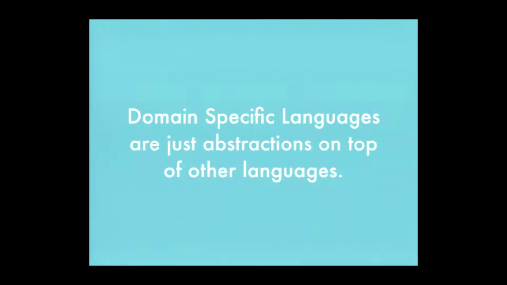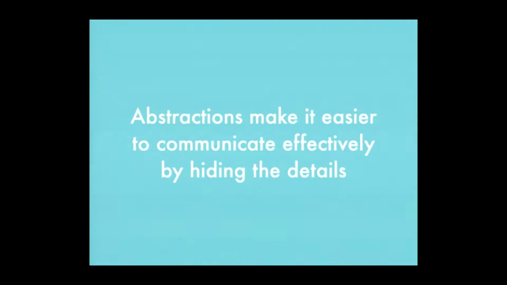So basically, domain-specific languages are just abstractions on top of other languages. We're hiding some of the details of the actual design or the details of what we work on to create an easier way to discuss things. Abstractions just make it easier. If we had to communicate everything we did in our job to someone to explain what we were doing, it would take forever, especially if they had no concept of what we were doing. So we have these abstractions to make things more efficient.